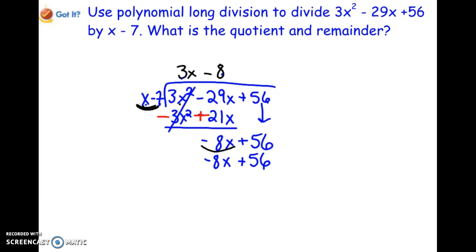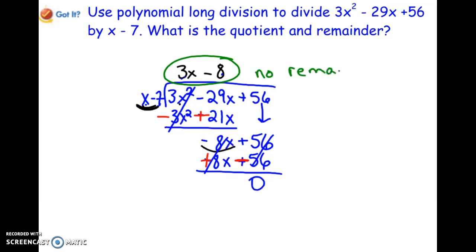And then we change both of our signs. If we had 3 terms down here, we could change all 3 signs. So those cancel, we have no remainder on this problem. So our answer, our quotient, is 3x minus 8. If they asked, there is no remainder on this problem.